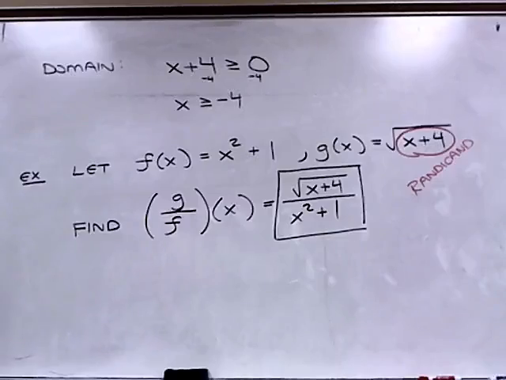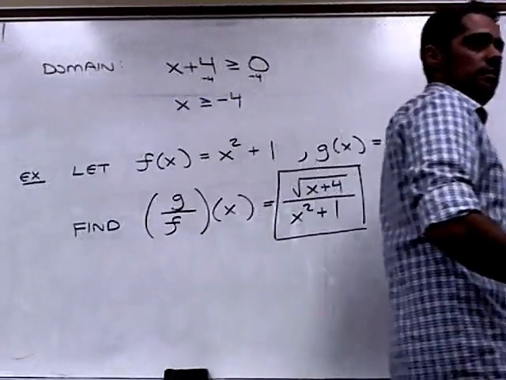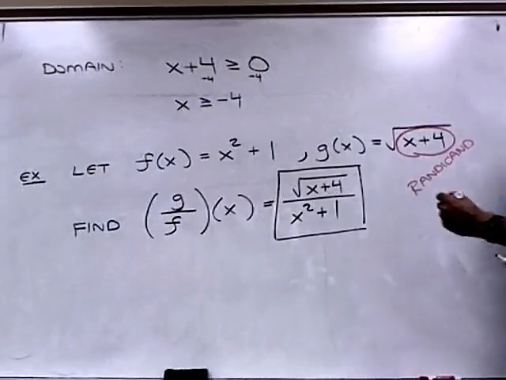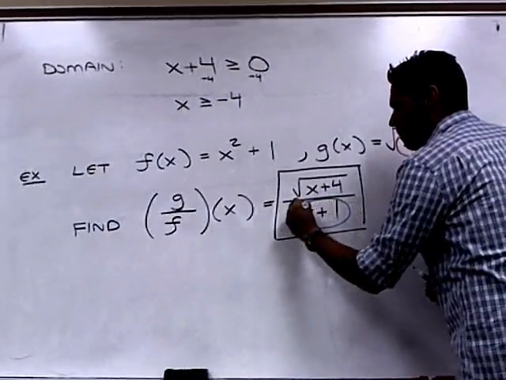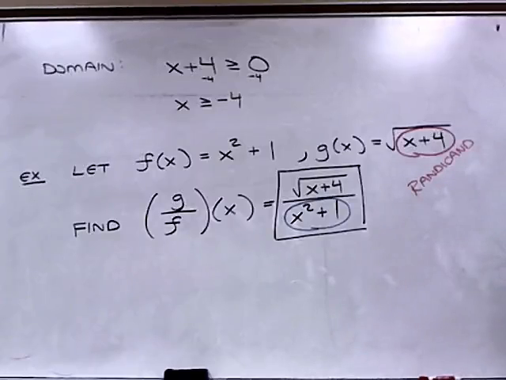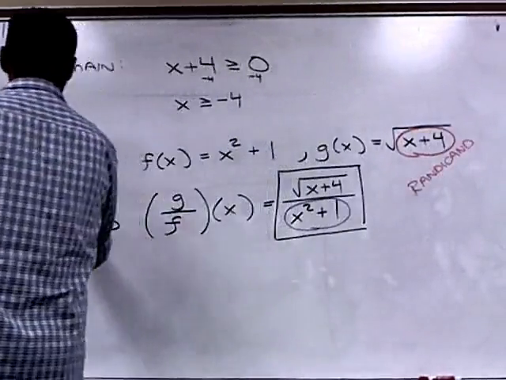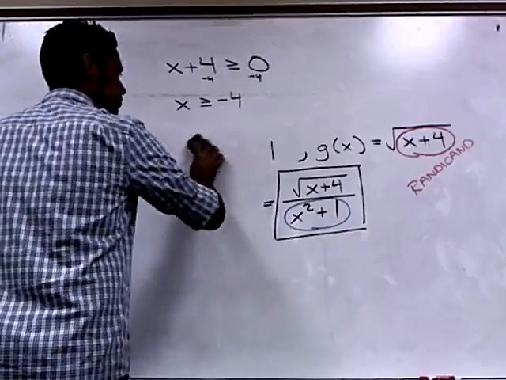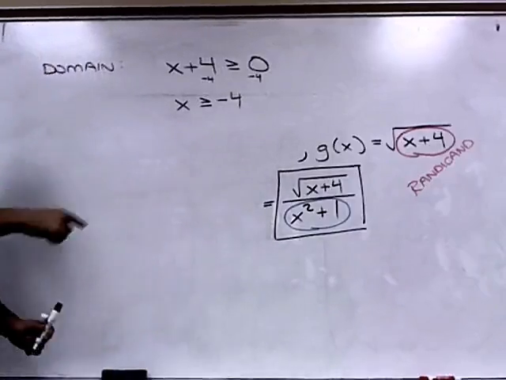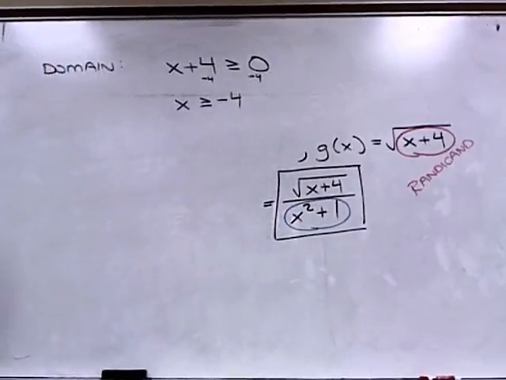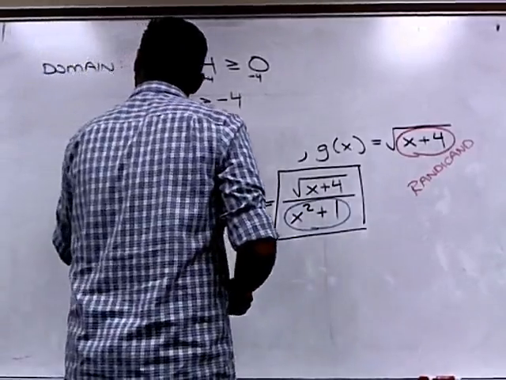But now I need to address the division, because I have a fraction and I have my x in the denominator. It might be possible to have division by 0. Now you tell me if it is. Is it possible for x squared plus 1 to be equal to 0? No? Why not?